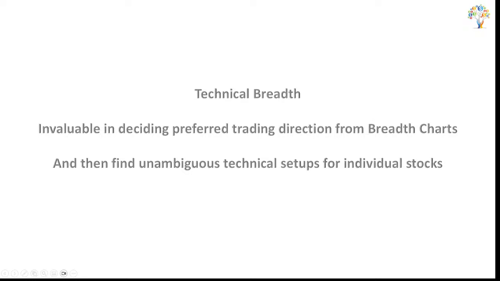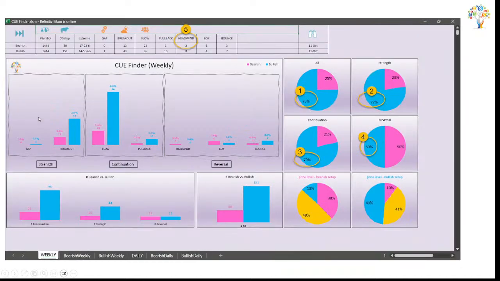Technical breadth is invaluable in deciding preferred trading direction from breadth charts, and then find unambiguous technical setups for individual stocks. Weekly picture, all setups bullish, strength setups bullish, trend continuation bullish, reversals are mixed. There is no bearish headwind alert. Weekly technical breadth allows buying, does not allow shorting.